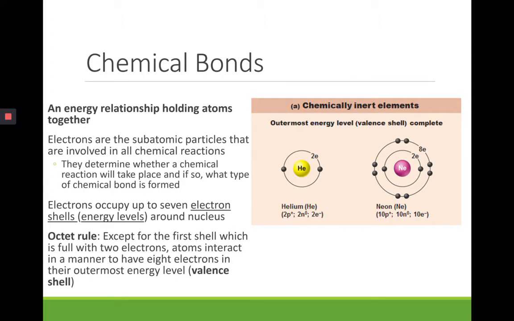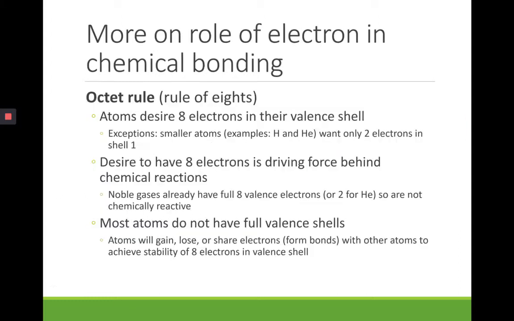Our next topic is going to be chemical bonds, and chemical bonds are an energy relationship that hold atoms together. When we're talking about chemical bonds, we're going to be talking about electrons, and electrons particularly in the outermost energy level or valence shell, which is also known as the valence orbital of atoms. So electrons can occupy up to 7 electron shells, which we can think of as energy levels around the nucleus, and the ones that are in the outermost shell are going to be the ones that are reactive with other atoms. So they're the ones in the valence shell that are going to be involved in chemical bonds.